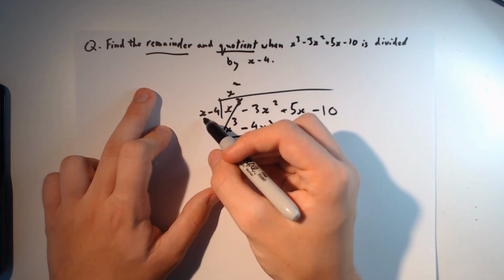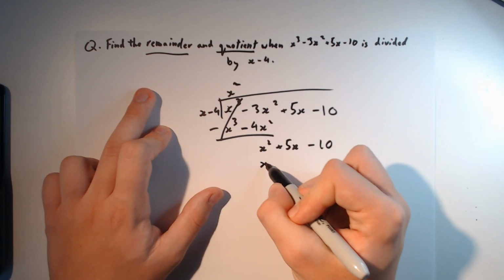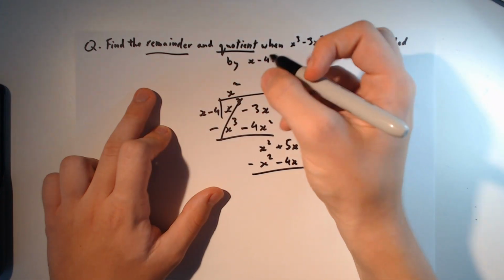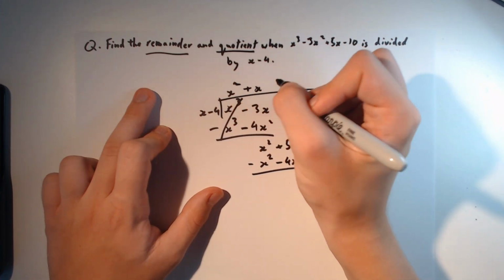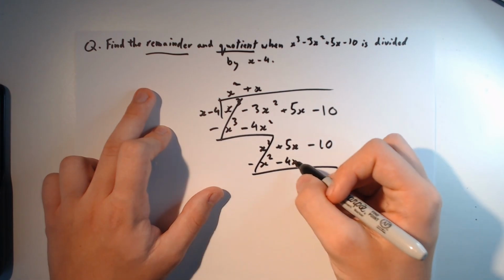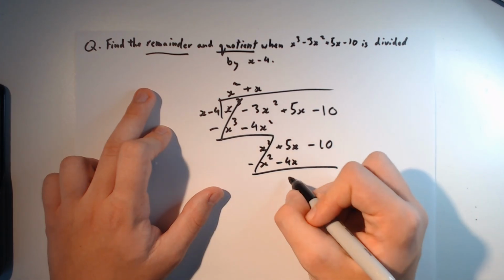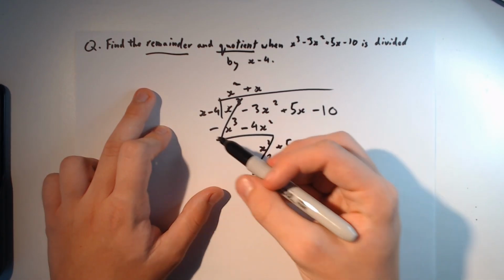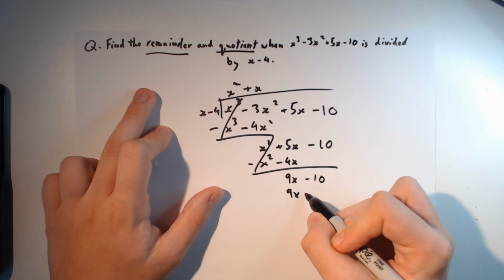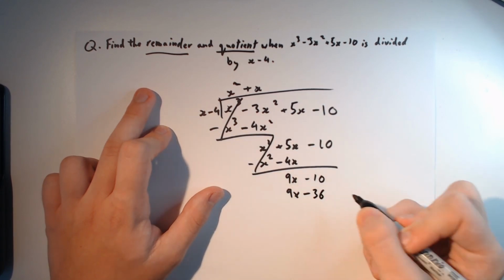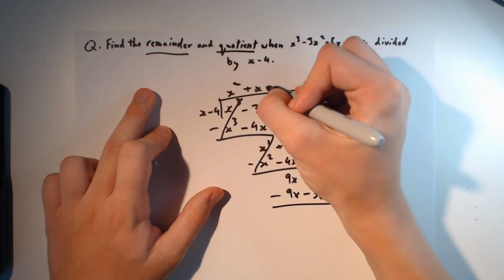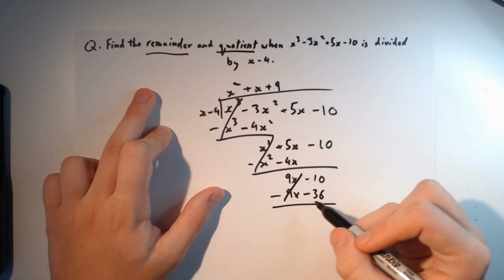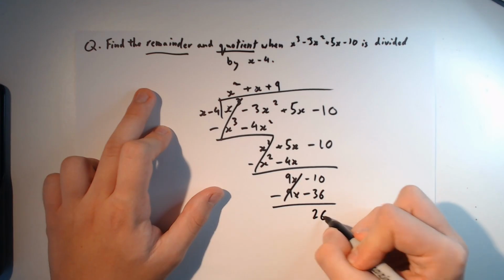What do we get from x to x squared multiplied by x? Five plus 4 is 9. And then we multiply by 9 to get this cancelled out, and then minus 10 plus 36 is 26.